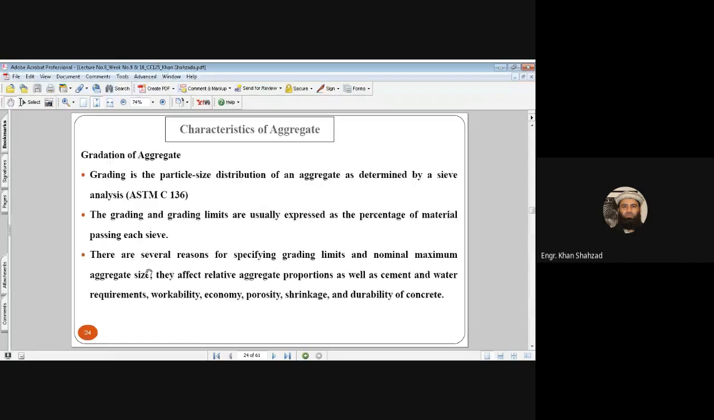So number one is the gradation of the aggregates. How the gradation of the aggregates will affect the properties of the concrete. Grading is the particle size distribution of an aggregate, determined by a sieve analysis process. So Zabullah, have you performed this sieve analysis in the laboratory?